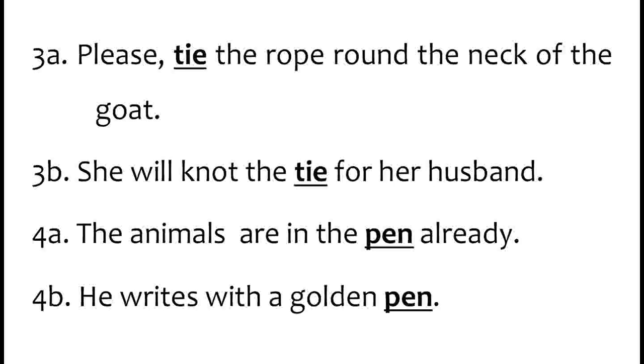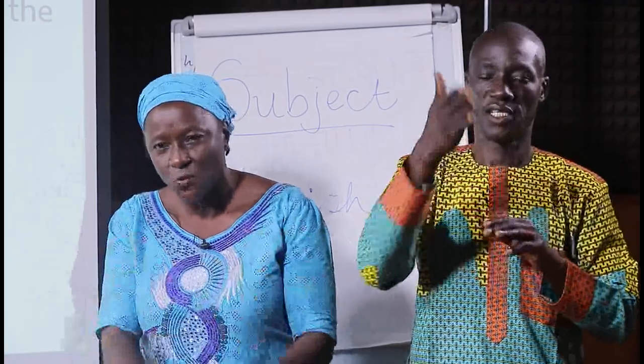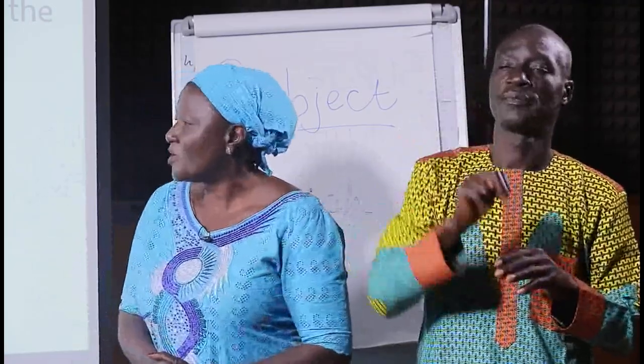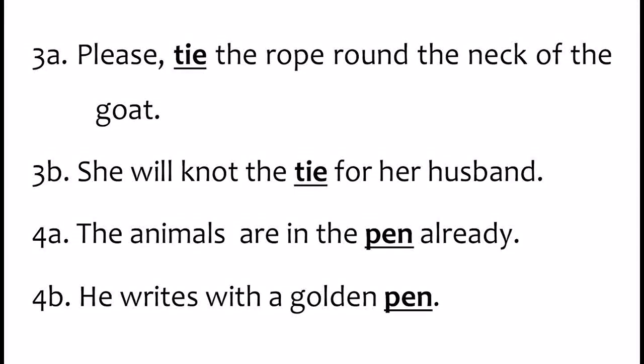so it's a noun. 4A, the animals are in the pen already. That's the abode, the place where the animals stay. 4B, he writes with a golden pen.